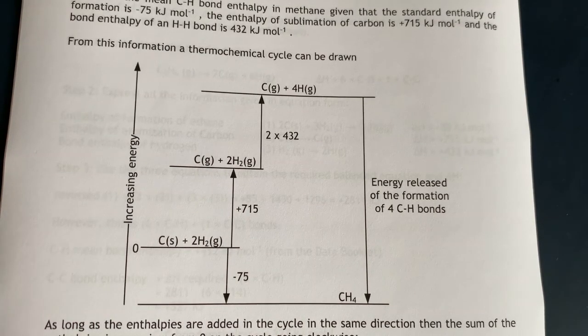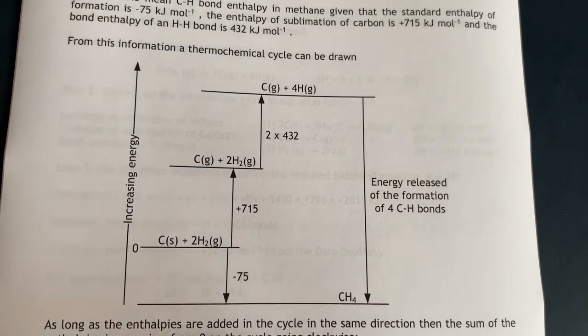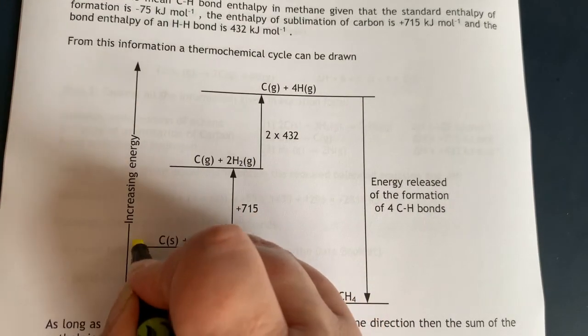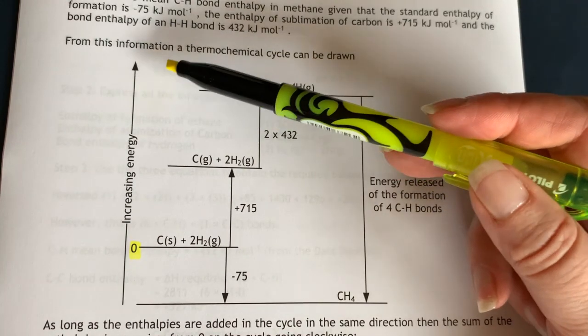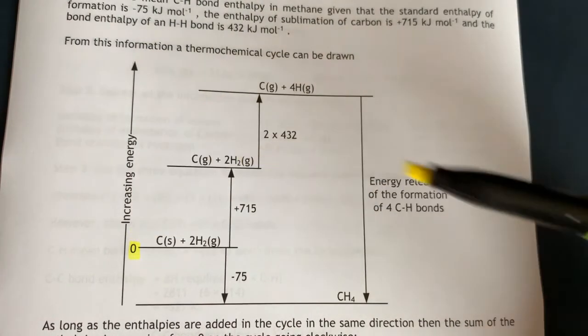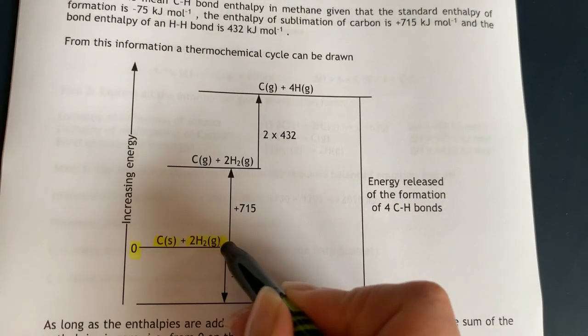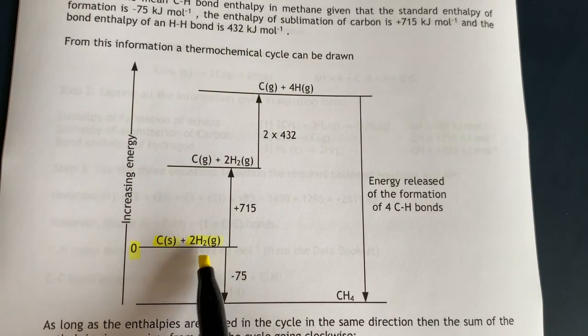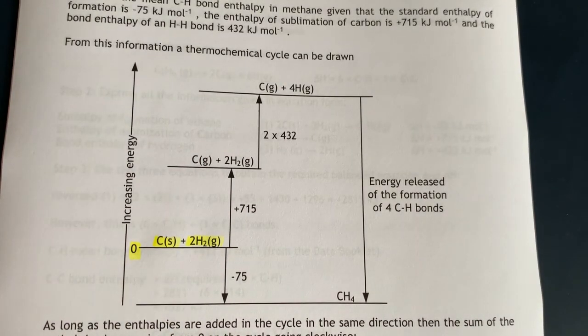This thermochemical cycle is very similar to the one I showed you previously. However, in this case, because we're dealing with delta H for formation, we can have a look and see that we've actually got a 0 here. So rather than just being increasing energy with no scale whatsoever, we now have a scale because our 0 is for the elements when they're in their standard form. So carbon solid for graphite and hydrogen molecules, which are gaseous at 298 Kelvin.